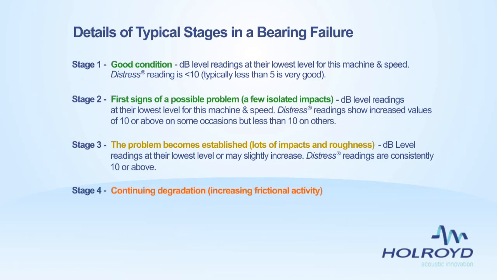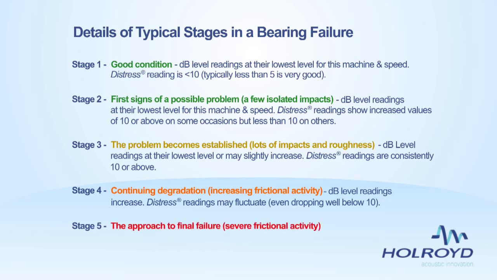Stage 4. Continuing degradation. dB levels increase. Distress may fluctuate, even drop below 10. Stage 5. Approach to final failure. dB level readings increase at an accelerating rate. Distress value most likely to be low.